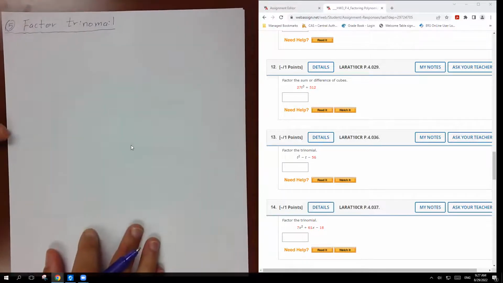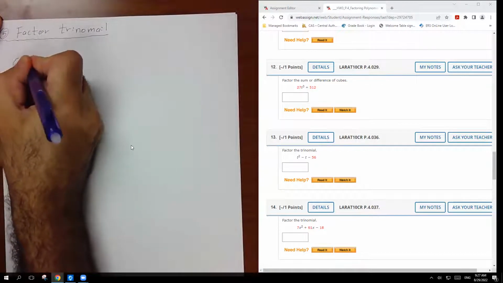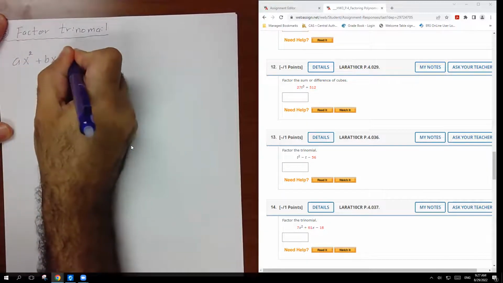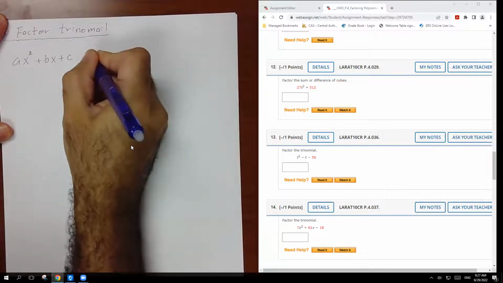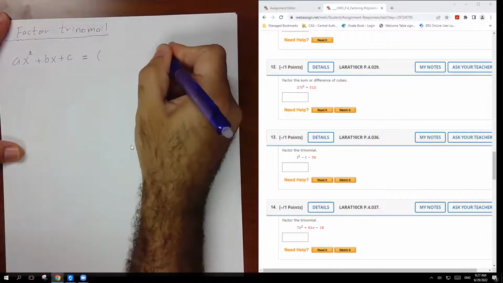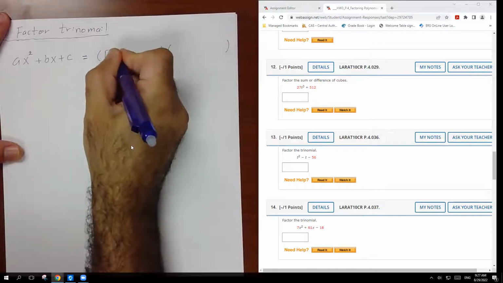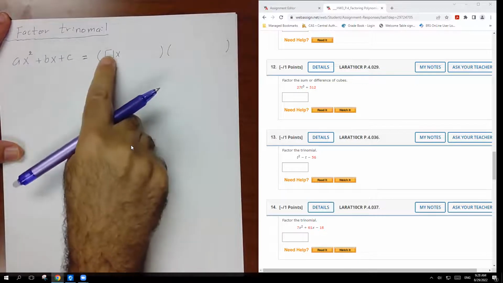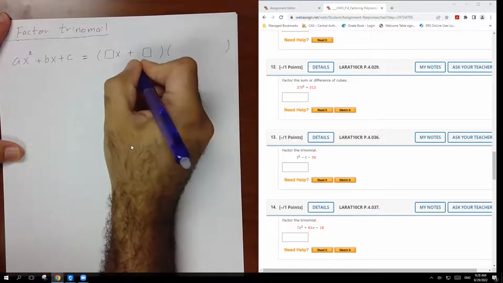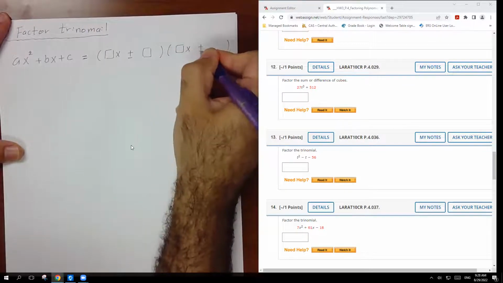So here is the rule. The trinomial, that's meaning 3 terms. So if you have ax squared plus bx plus c, how are we gonna factor the trinomial? We're gonna open two parentheses. The first one here is going to be a number with the x plus a number, plus or minus. And the second one also is going to be a number with the x plus minus a number.